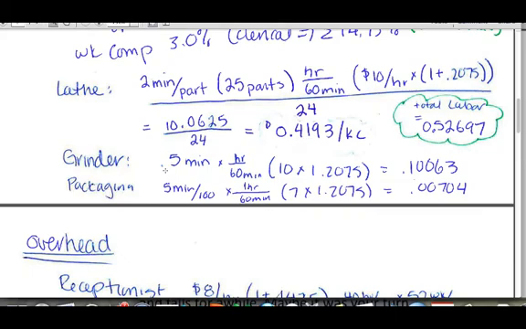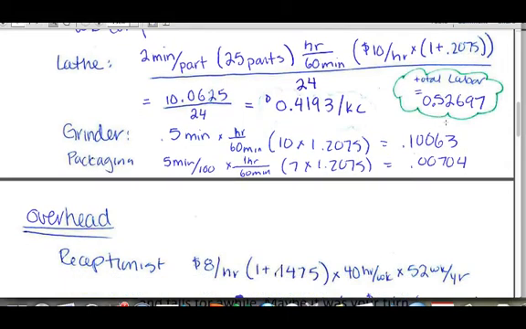And then for the grinder, it takes half a minute, and I need to convert that to hours, times the rate plus the taxes, and that's the value. Packaging takes 5 minutes to do 100, so I'm going to convert that for 100 units. And then I convert that to hours, and they get paid $7 an hour, so that's the value. I add these 3 values up, and I get that for the labor cost.